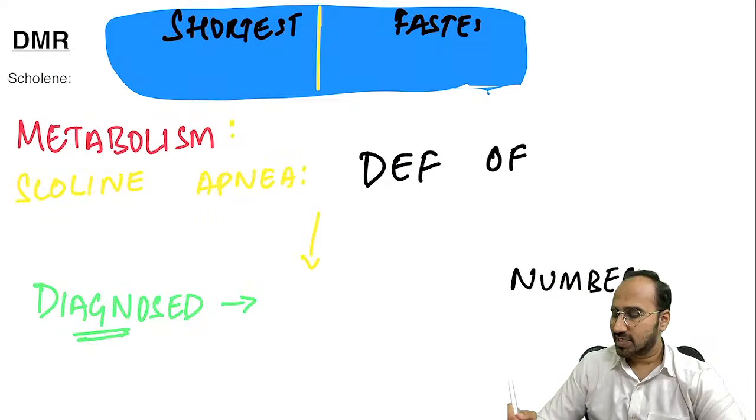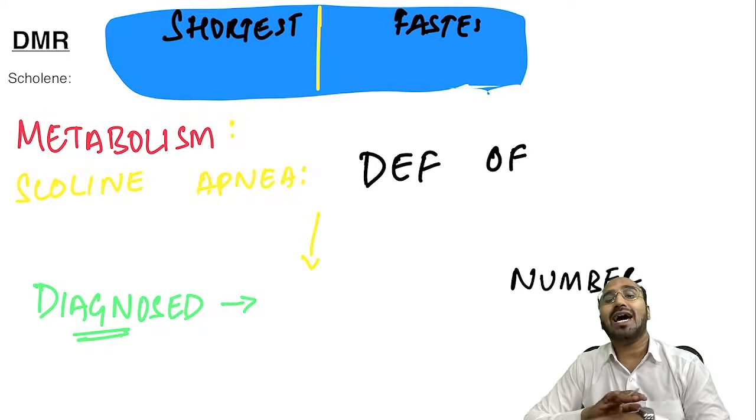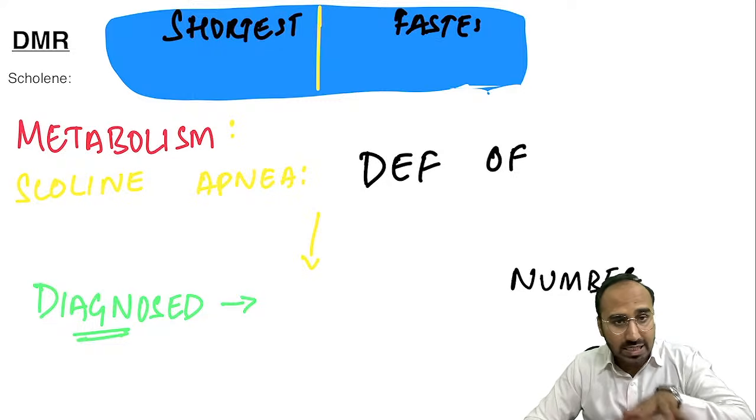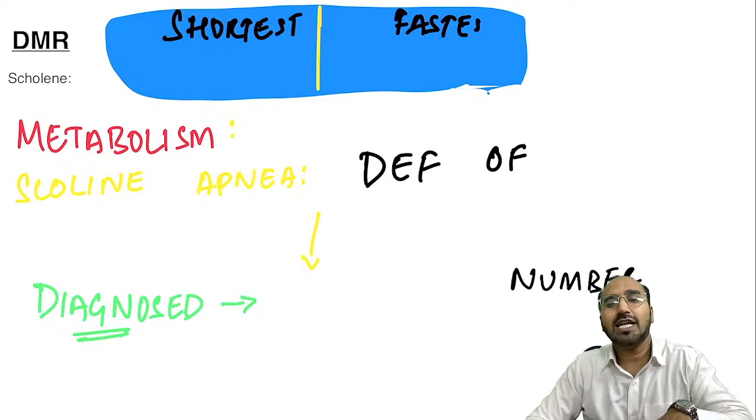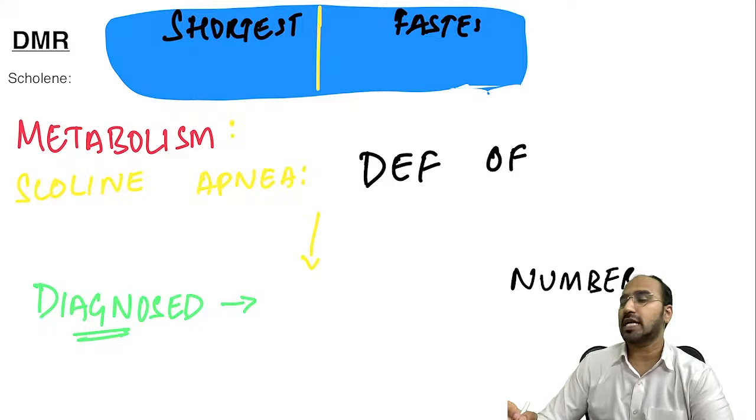Next is muscle relaxants. Remember, muscle relaxants are the agents that will cause paralysis of the muscle. Induction agents will cause unconsciousness. Muscle relaxants will cause paralysis. In muscle relaxants, there are two categories, depolarizing and non-depolarizing. We are discussing depolarizing muscle relaxants.